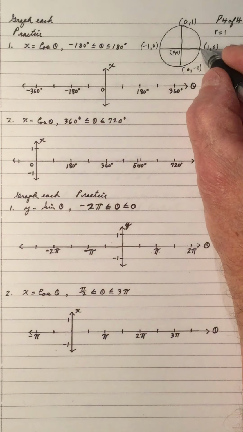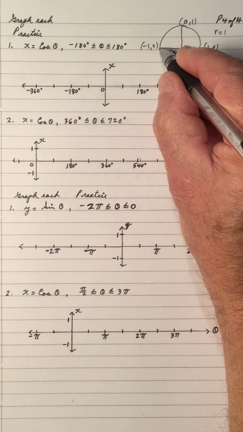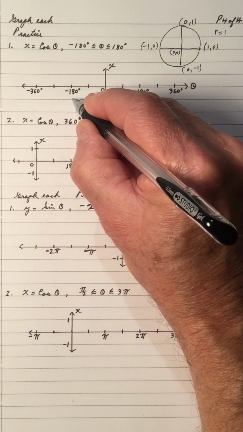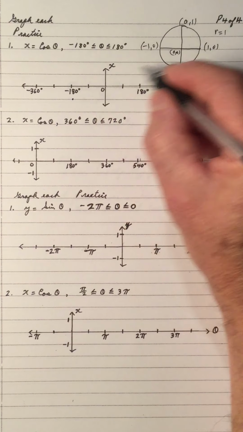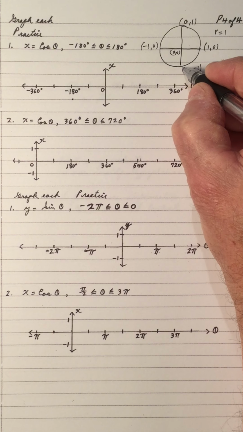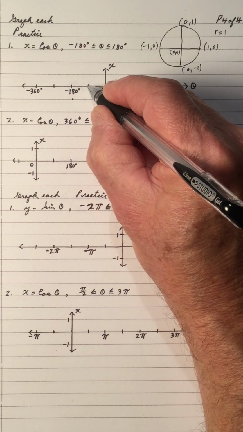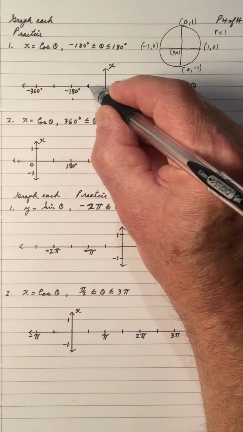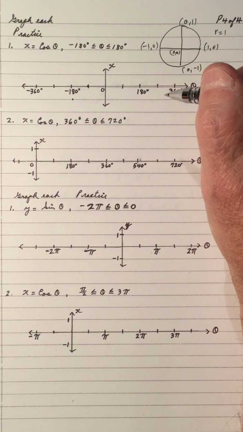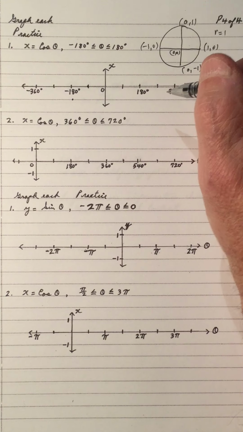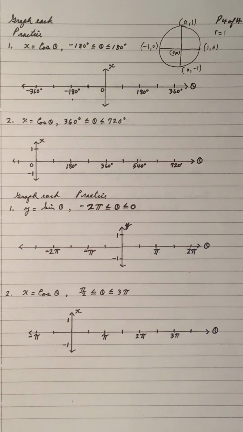Negative 180 is right here. Cos is negative 1. And we're going negative 90. Cos is 0. Cos is the x. And if you take your calculator to verify it, the calculator has to be in degree mode. Your calculator has to be in degree mode.